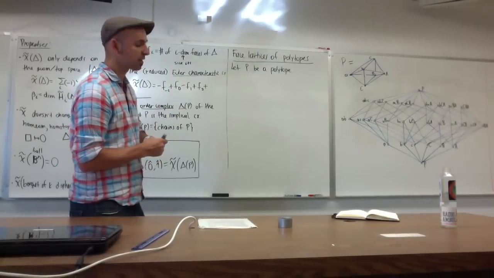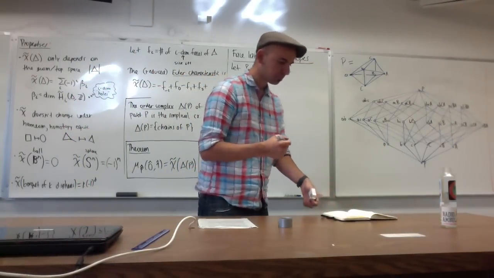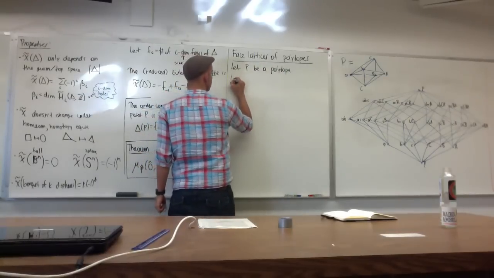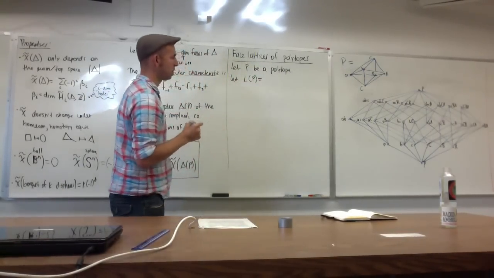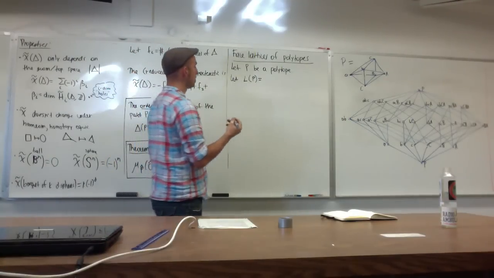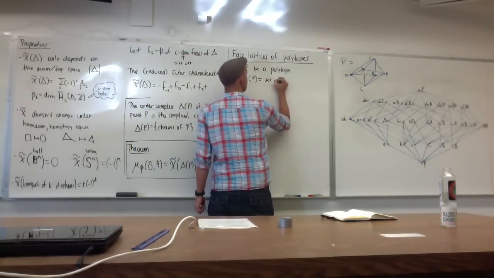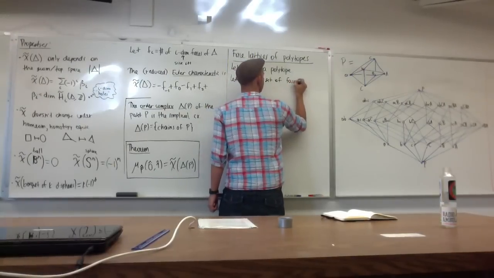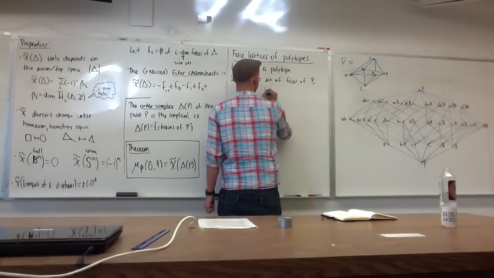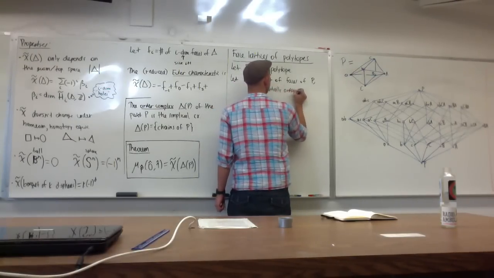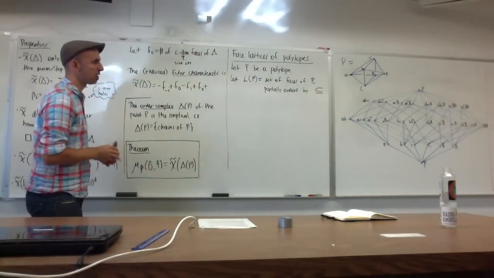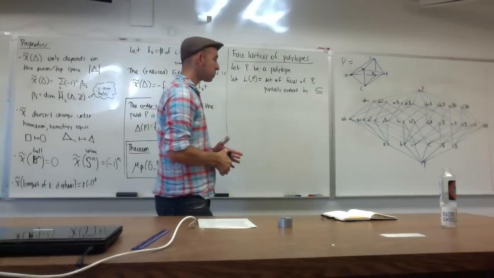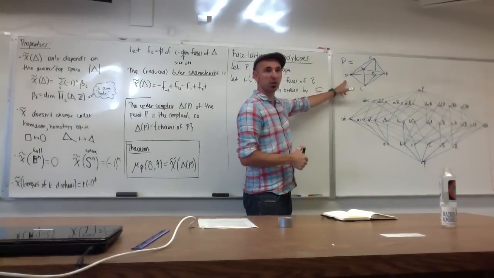So we're going to take a polytope like this, and then we're going to let L of P be the set of faces of P partially ordered by containment. Okay. So here I'm doing this for the octahedron.